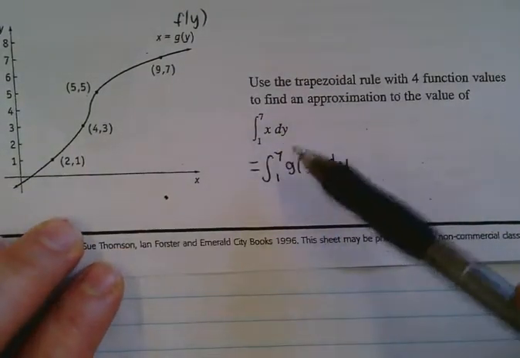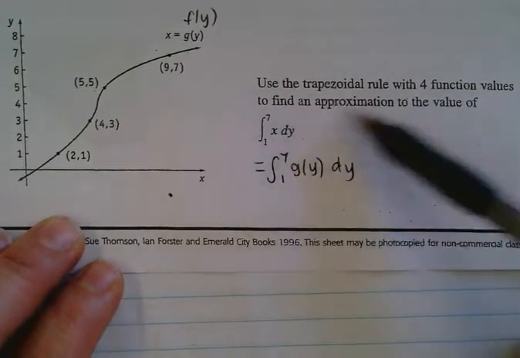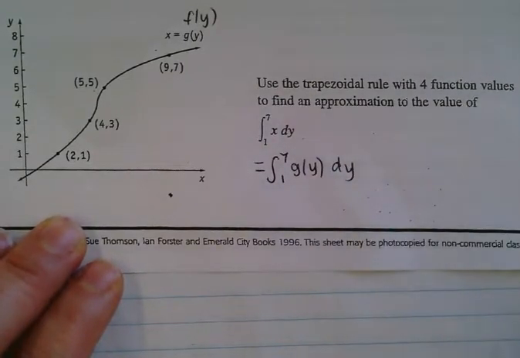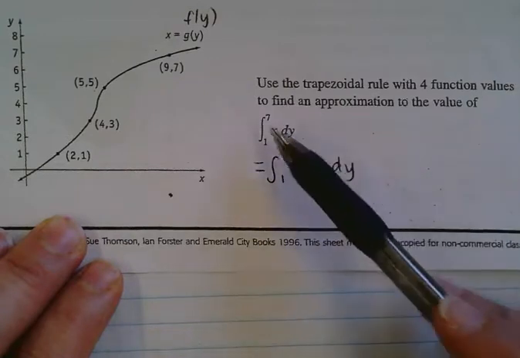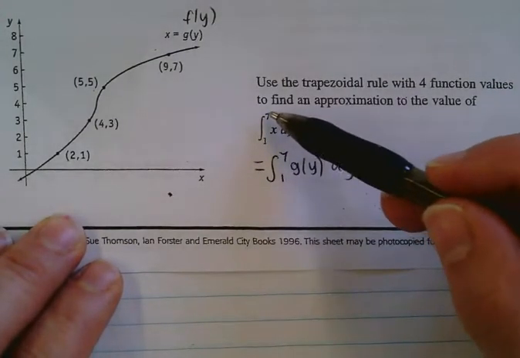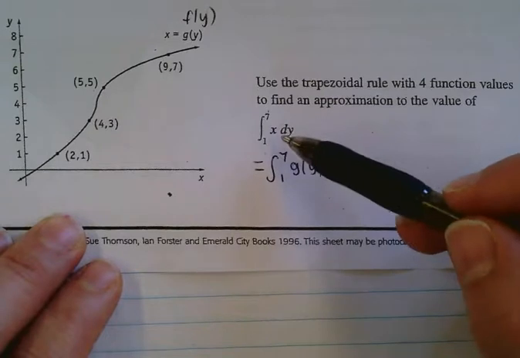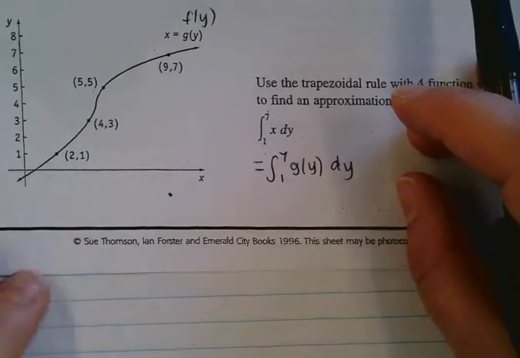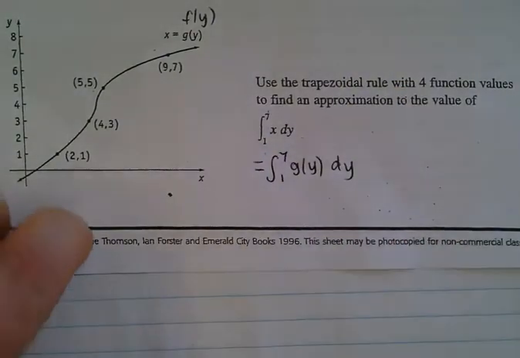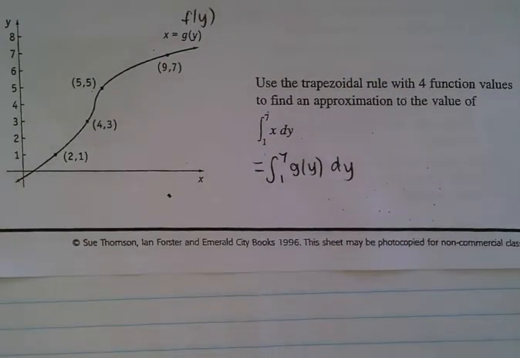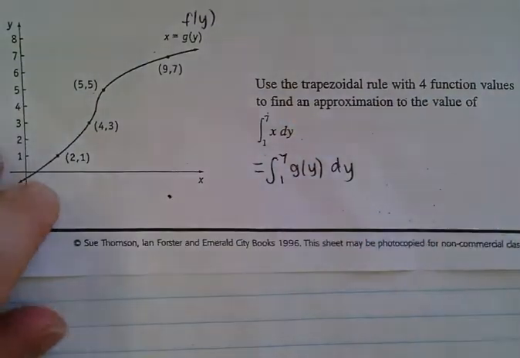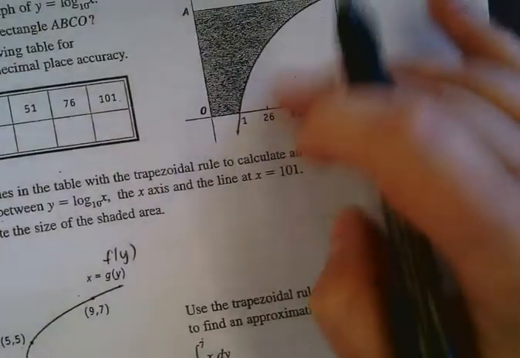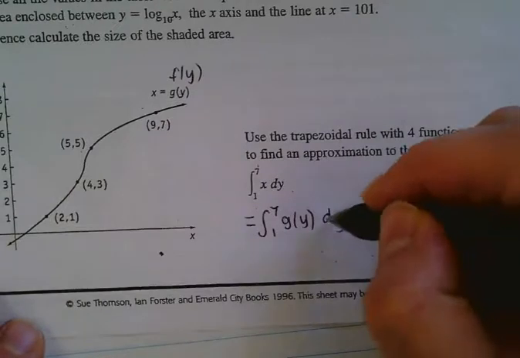So they're saying here, I think we should do this one. Use the trapezoidal rule with 4 function values to find an approximation to the value of the integral between 7 and 1. Now be careful, guys. This is asking you, dy is an area with respect to the y-axis, not with respect to the x-axis. So you know what they're asking you? They're not asking you for the area under here. They're asking you for the other way. Do you see that? Because it's dy.